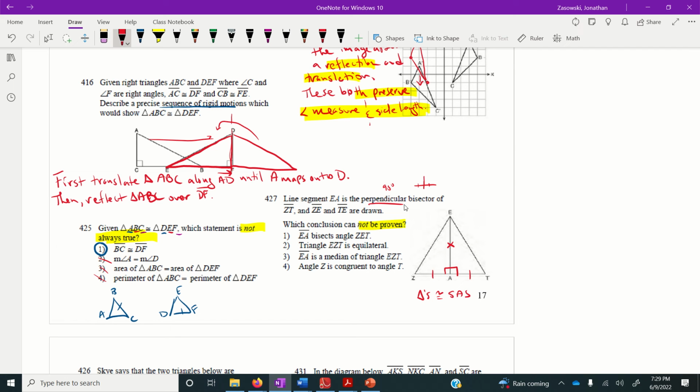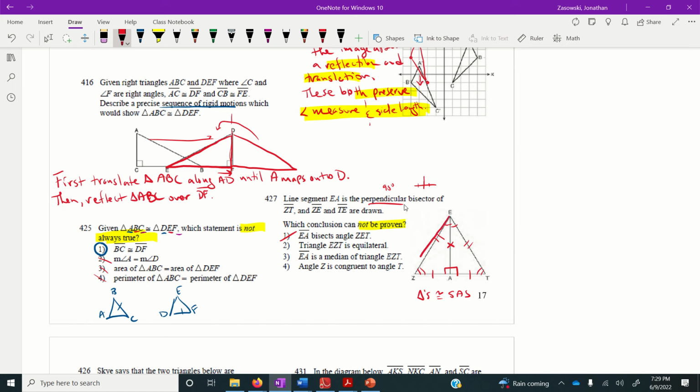So that means all the parts are going to be equal. So these two sides will be equal, ZE and TE. The angles up top here, ZEA and TEA, as well as angle Z and angle T itself. So, does EA bisect angle ZET? Absolutely, because we know those two angles are equal, so we can cross it off because it can be proven. Is triangle ZET equilateral? That we can't say.